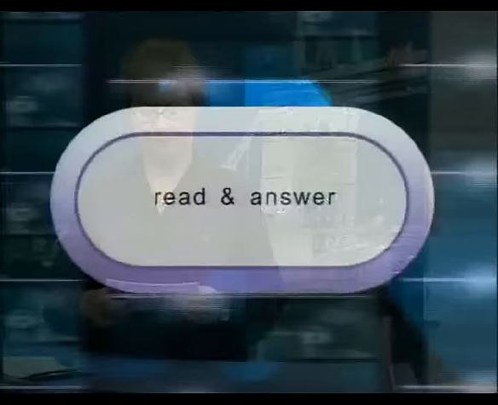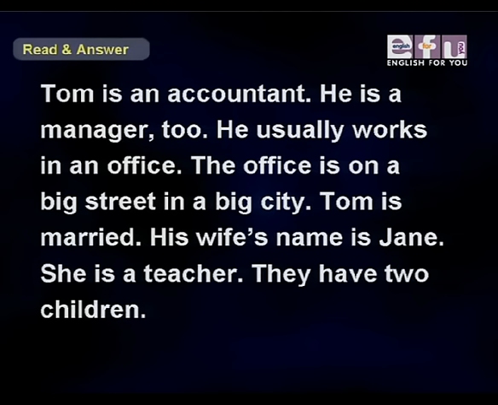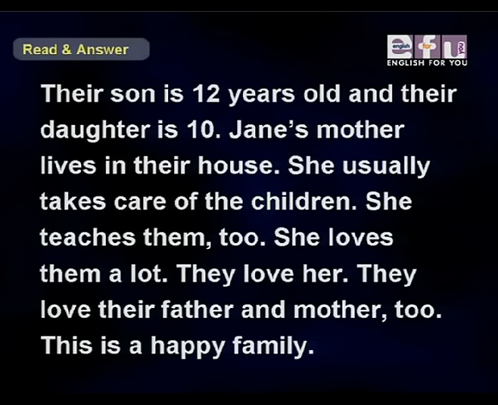Read and answer. Tom is an accountant. He is a manager too. He usually works in an office. The office is on a big street in a big city. Tom is married. His wife's name is Jane. She is a teacher. They have two children. Their son is 12 years old, and their daughter is 10.